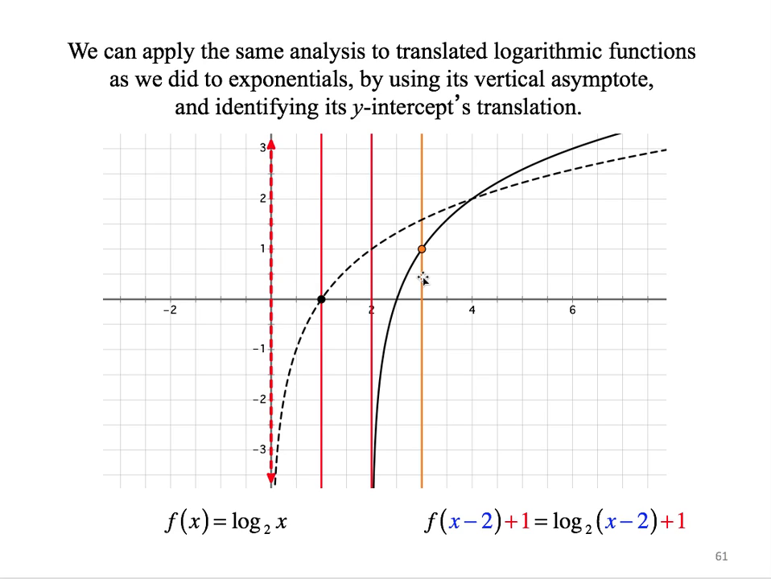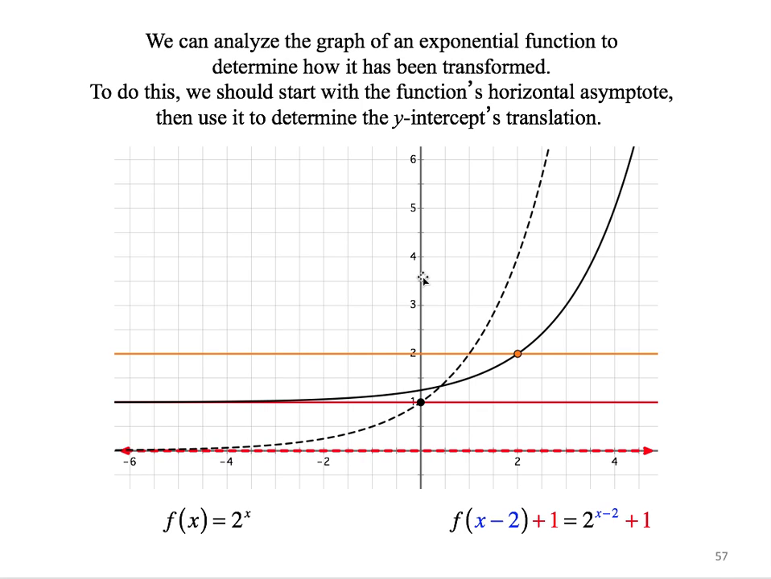But in any case, wherever the new asymptote is, you want to draw a vertical line 1 unit to the right of it in the case of the logarithmic function, and in the case of the exponential function you want to draw a horizontal line 1 unit above the shifted function's asymptote, in this case horizontal asymptote.